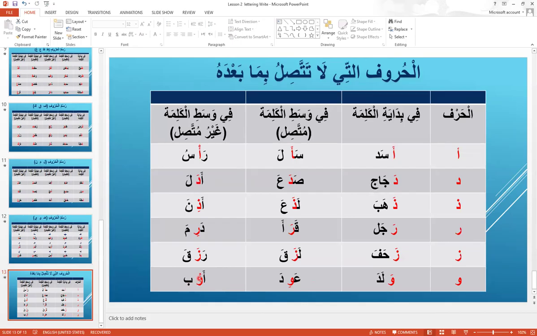So you have to notice all these words and get it right. All alphabets join on the left, except for 6 alphabets. Then on the right, you have to look at when it is joining and when it is not joining. So try and master this lesson.